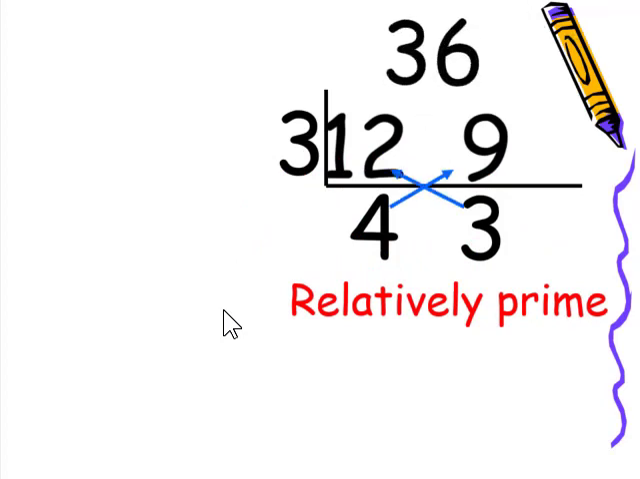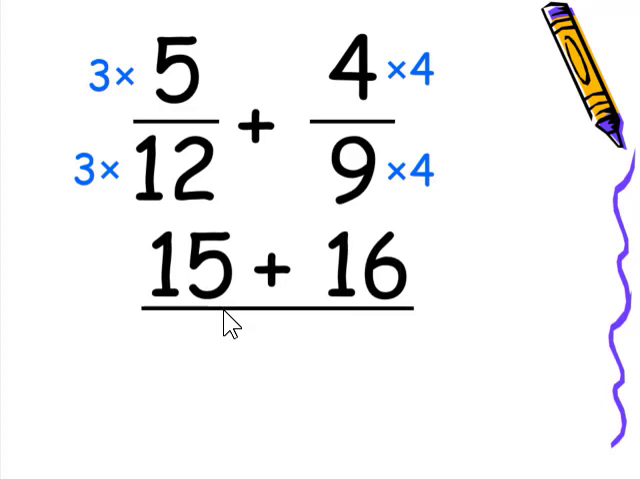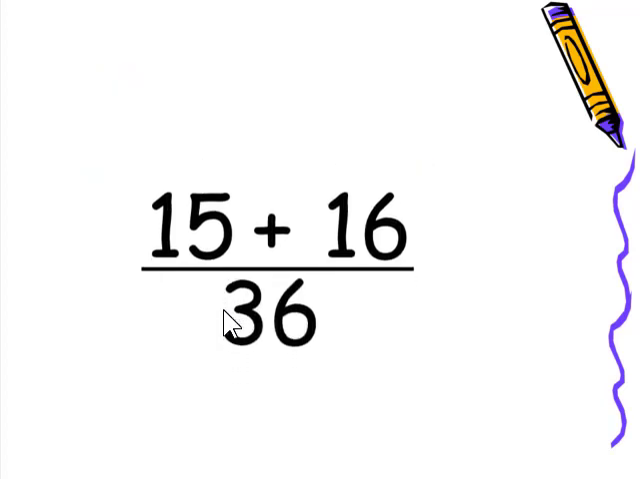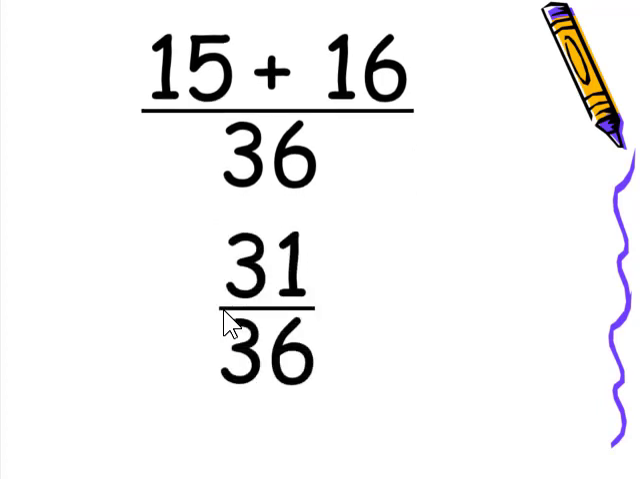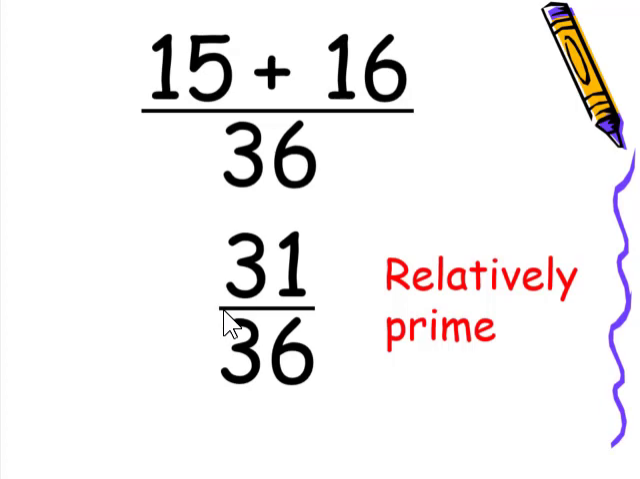So now we know the fraction with a denominator of 12 will multiply the top and bottom by 3, and the fraction with a denominator of 9 will multiply the top and bottom by 4. 3 times 5 is 15, plus 4 times 4, which is 16, all over 36. 15 plus 16 is 31. Since they're relatively prime, the numerator and denominator, we are finished.